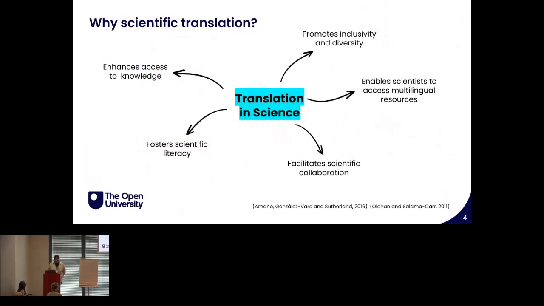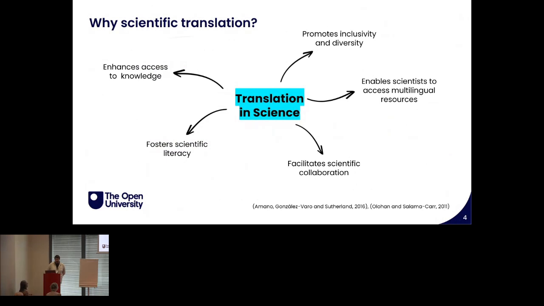So, a few questions already that may arise from what I've presented so far. First of all, why scientific translations? And I think it's always been important to translate science throughout the centuries, but I think what happened recently, a couple of years ago now, with the COVID-19 pandemic, truly highlighted the need for more global collaboration in science and to erase borders, at least linguistically speaking.